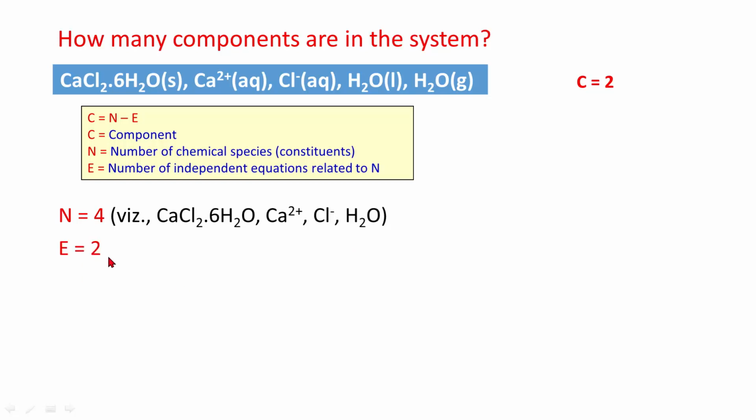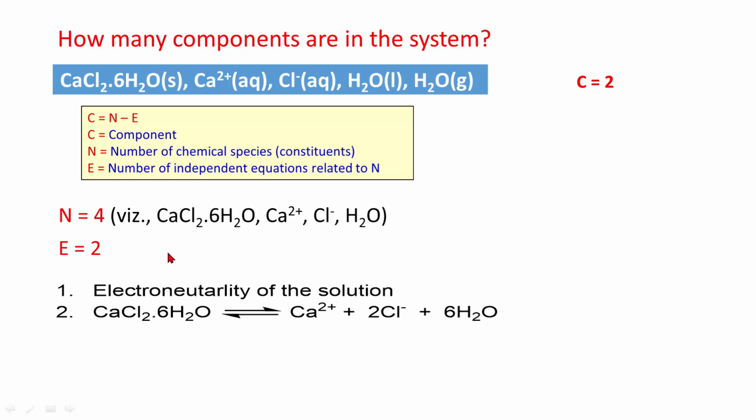The number of equations here is 2. Since we are considering ions, the electrical neutrality of the solution is to be counted as one equation. And the second equation is calcium chloride 6 water dissociates to calcium ions, chloride ions and water. Therefore, the number of components is equal to 2.